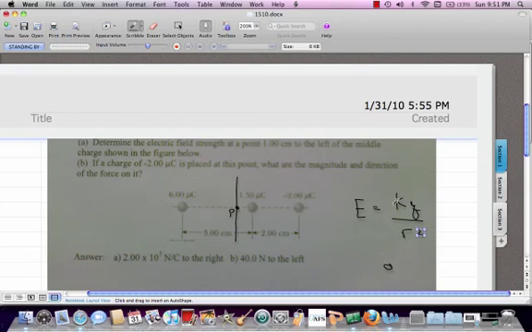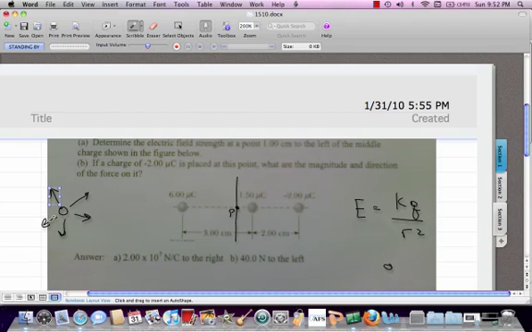So that means that each of these charges has a field. And so if I think about this charge right here, it has a field that looks like this. Because it's positive, it has a field that goes away from the charge, like that. And so if I think about my field at point P, this charge has a field that points away from it. So I know that the field at point P due to this charge is going to be in the positive x direction.